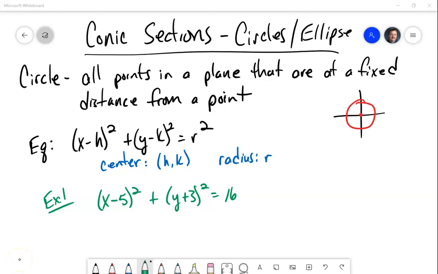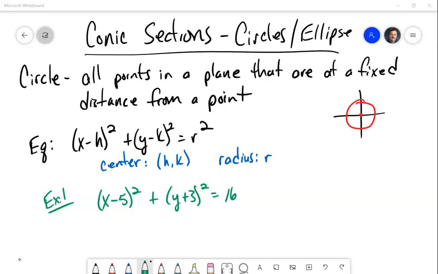Hey everyone, this video is going to be discussing conic sections, following up from a previous discussion. Specifically, in this one we're going to be looking at circles and ellipses. So first of all, the circles. Circles, you may recall from high school math class, you probably talked about it a little bit.